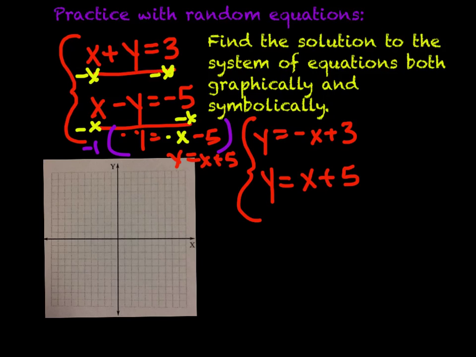So we're going to find the solution graphically first, and then we'll do it symbolically. So then we'll do substitution. Let's first graph this. The very top equation, let's do in purple. We'll say it goes up 3, and then it looks like we have a slope of negative 1, so it goes down 1 to the right 1, down 1 to the right 1, down 1 to the right 1, and we're going to just make this graph like that.